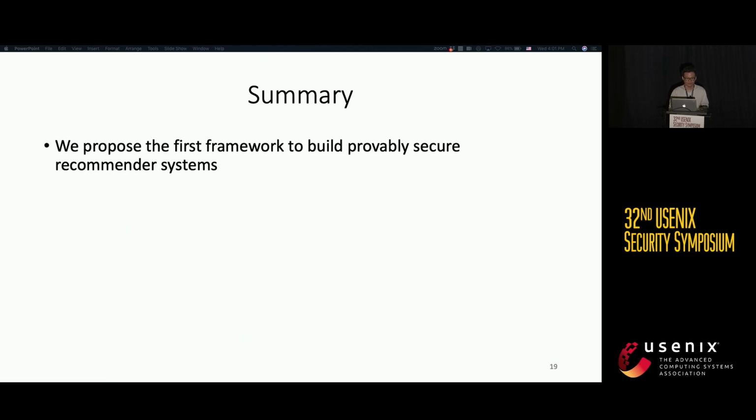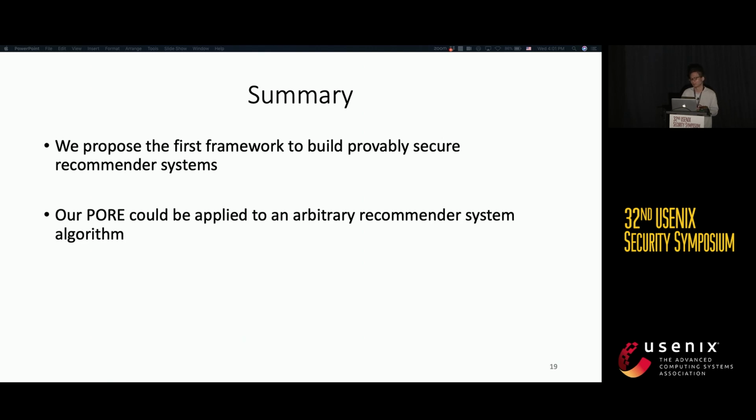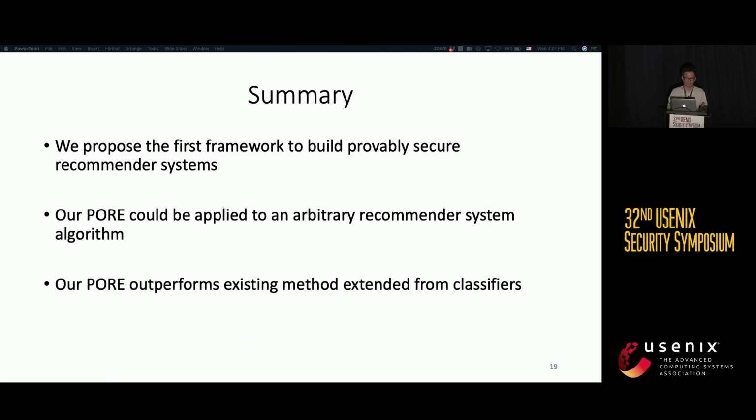So to conclude, we propose the first framework to build provably secure recommender systems, and our PORE could apply to an arbitrary recommender system algorithm. And our PORE outperforms existing methods extended from a classifier.